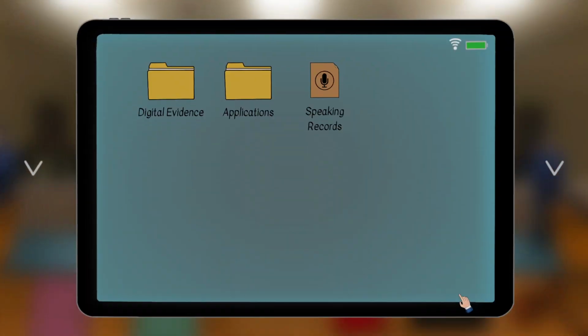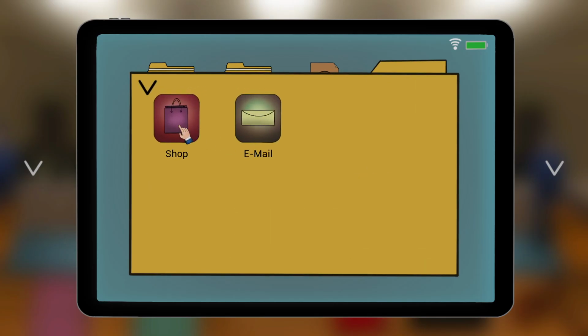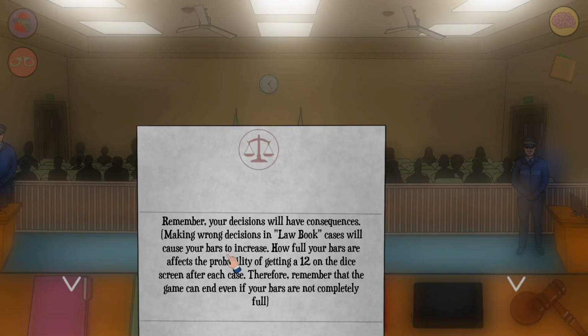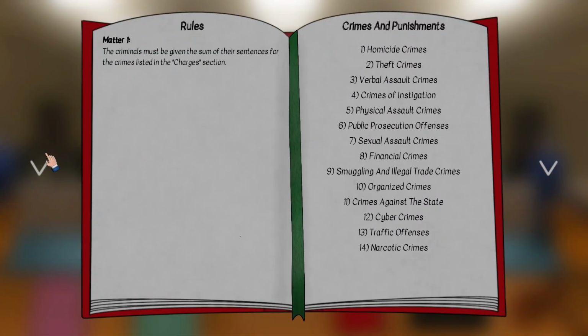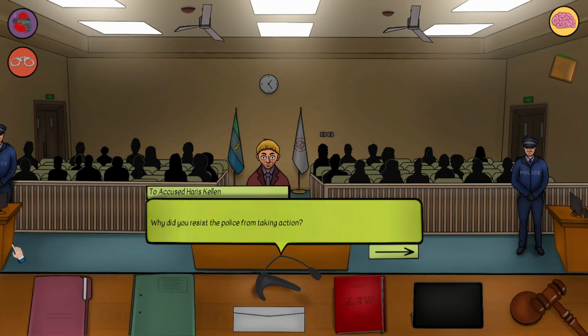Digital evidence, no. Okay. All right, the law book, number one. Let me ask you a question. Why did you resist the police from taking action?